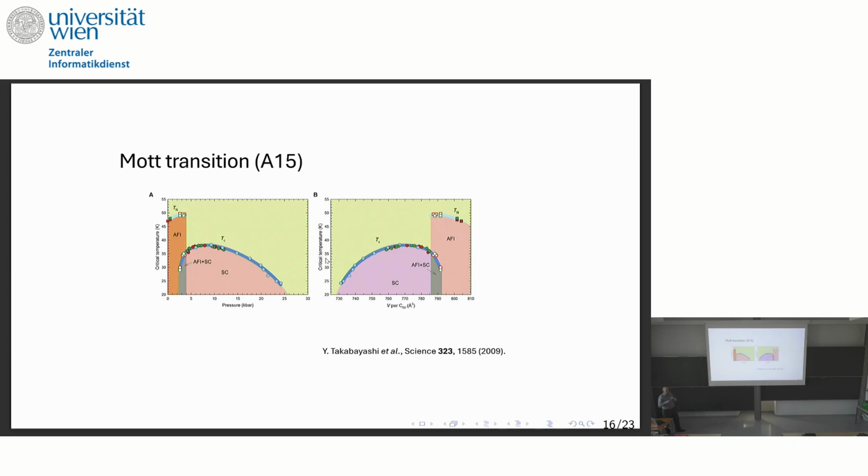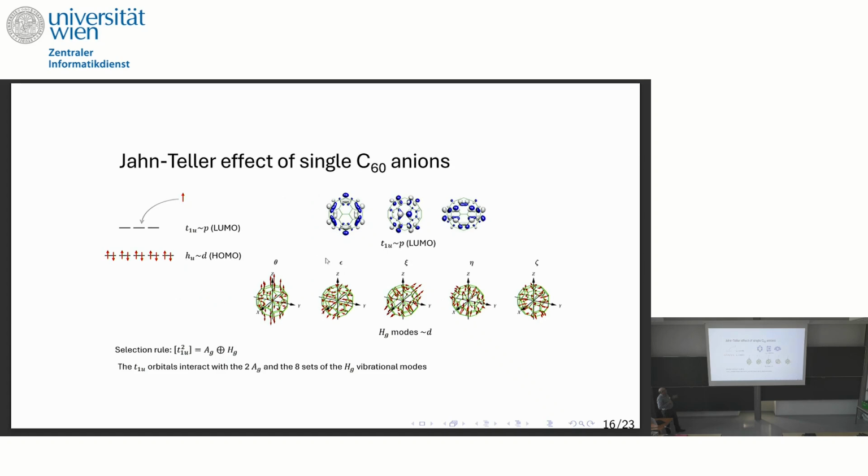But if you apply pressure, it passes through this Mott-Hubbard transition and becomes an insulator, and this is what we want to describe in this case. All other expanded fullerides are Mott-Hubbard insulators already at ambient pressure. So to describe this, first, what is the Jahn-Teller effect on each fulleride?